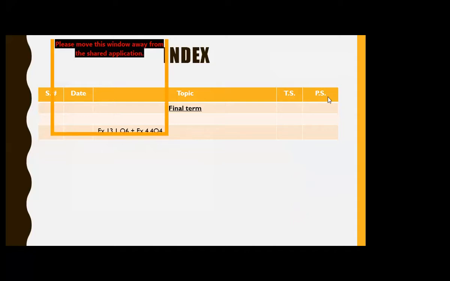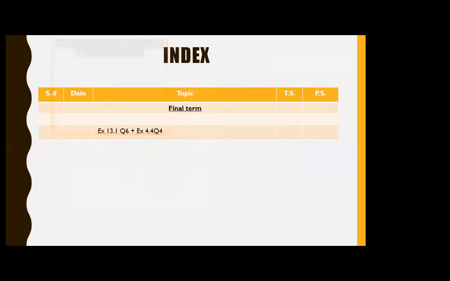Okay. Sheroz, are you raising any question? Yes, Sheroz, any question? Miss, according to the index, exercise 4.4 question 4 I've already done. Do I have to do it again? No, if you have already completed it, you just have to show me today first exercise 4.4, and then you have to show me 13.1 question 6. Okay.